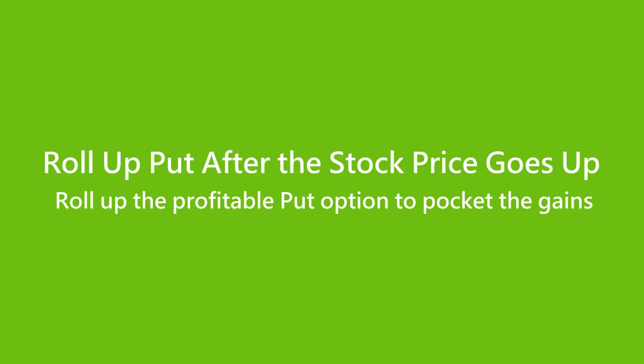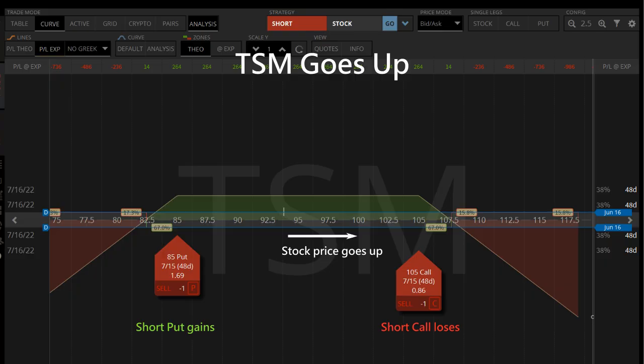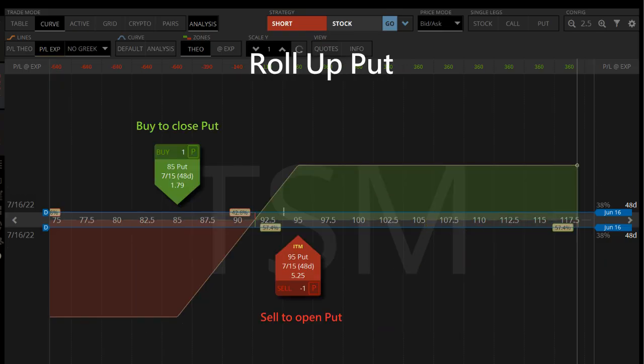If the stock price goes up before the strangle expires, we can roll up the profitable put option to pocket the profit. In the TSM strangle example, when the TSMC stock price goes up, our short put becomes profitable due to a lower delta, while the short call on the other side loses because of an increase in delta. We can roll up the put option to collect some profits first, buy to close the put option, and sell to open another put option that expires at the same time at a higher strike price.